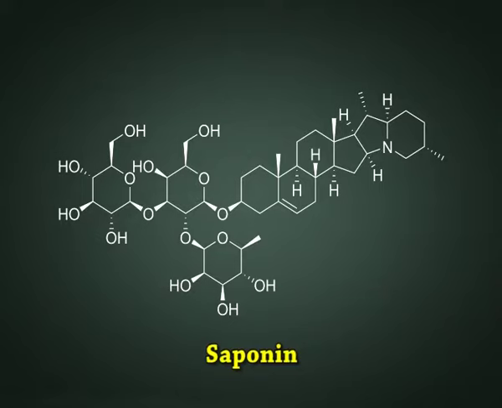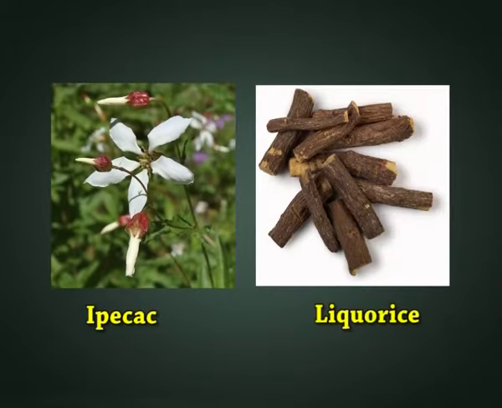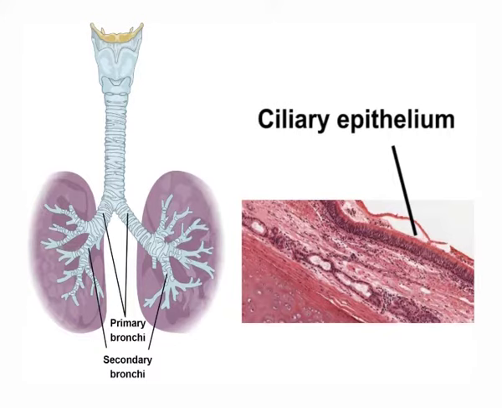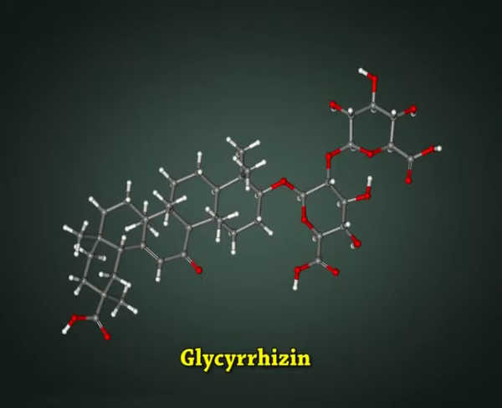The examples are ipecac and licorice, as their saponin content stimulates the bronchial secretion and also activates the ciliary epithelium of the bronchi. Although they are generally bitter, there are some exceptions, and the example is the triterpenoidal saponin glycoside glycyrrhizin, which is the main sweet principle of licorice.